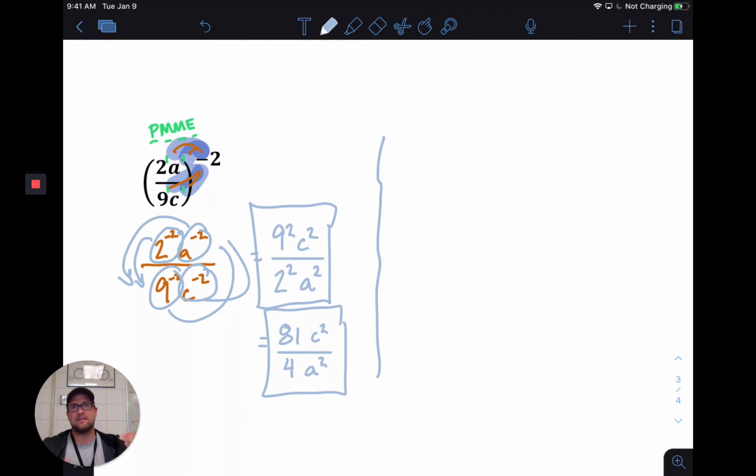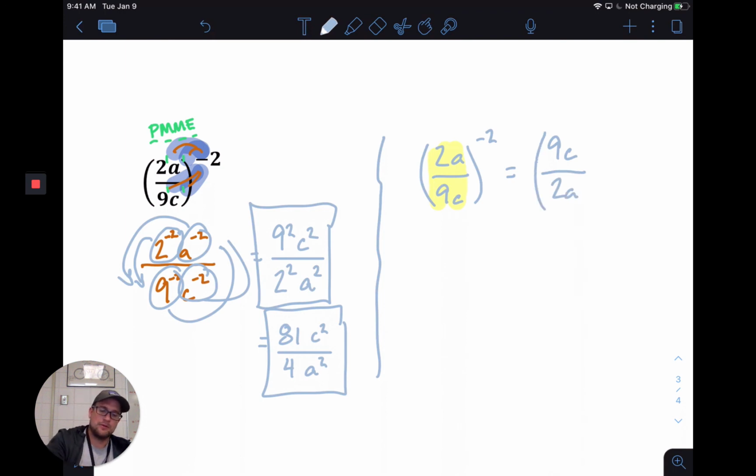The last way you could have considered this problem, and I'm okay if you only know one, but you really should be able to watch and understand what's going on here, is that if I had 2a and 9c, and they were both being raised to the negative 2 power because it's all in parentheses, when I have a fraction inside and it's being raised to a power that ends up being negative, we can simply flip that fraction to begin with and leave that power positive on the outside. That negative really just has to do with that fraction flip that needs to happen.